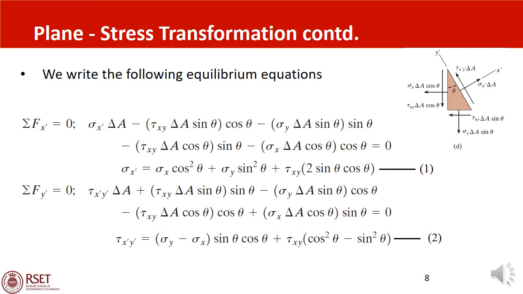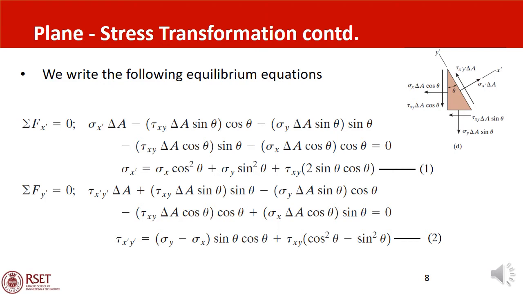Similarly, considering the equilibrium of the forces along the y dash axis, we get summation Fy dash equal to 0. That is tau x dash y dash into delta A plus tau xy into delta A sin theta into sin theta minus sigma y delta A sin theta into cos theta minus tau xy delta A cos theta into cos theta plus sigma x delta A cos theta into sin theta equal to 0.